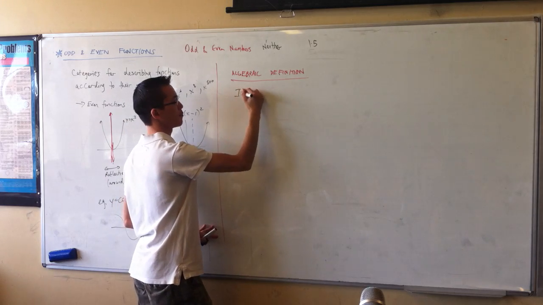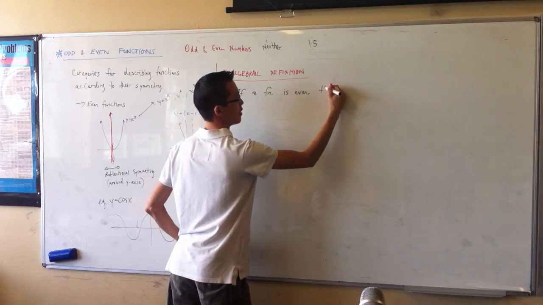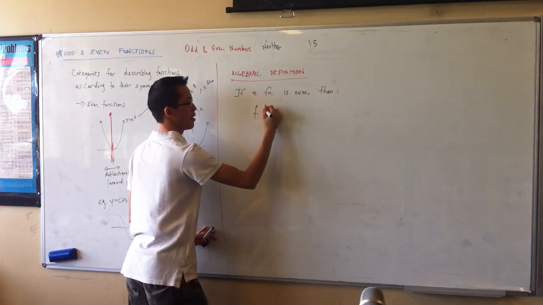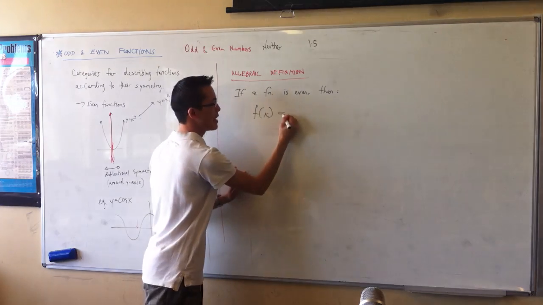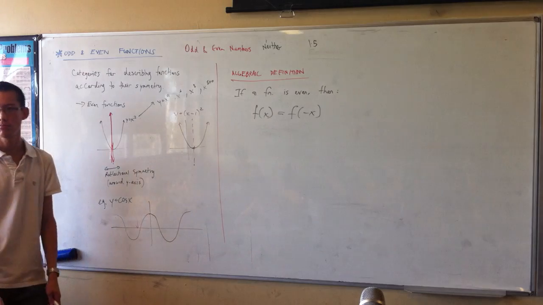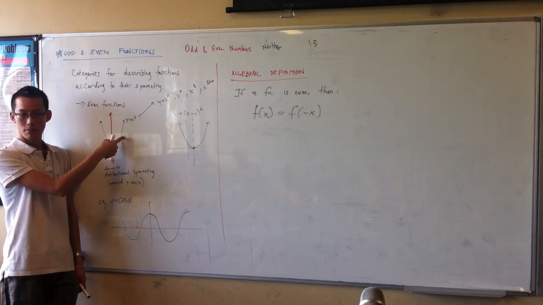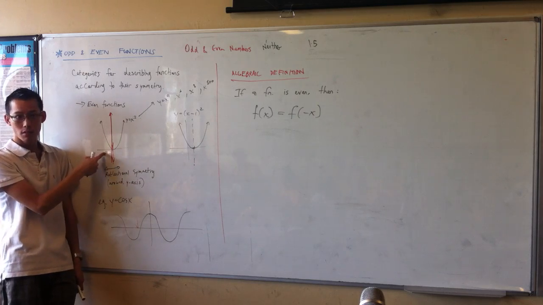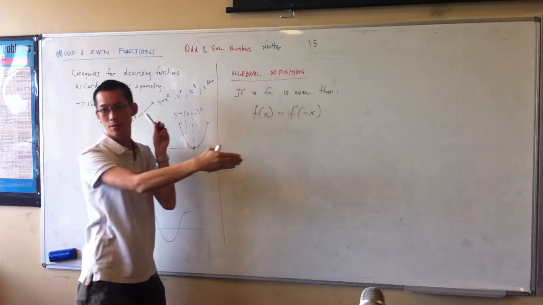It means if a function is even, then that function, when you put x in, will be exactly the same if you put negative x in. Does that make sense? So this example, easy. Put 1 in, you get 1. You put negative 1 in, you still get 1. These things will always be the same. Okay? That's the algebraic definition.